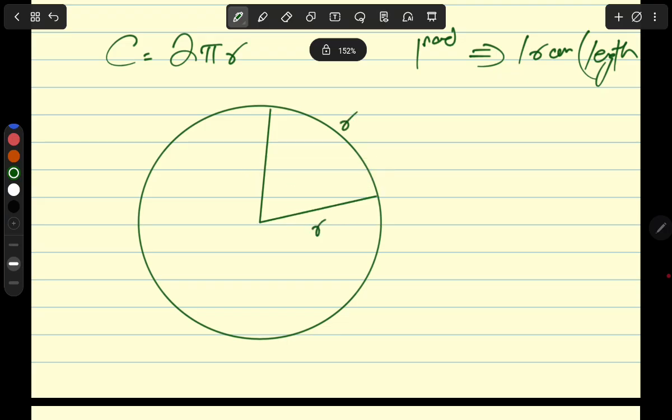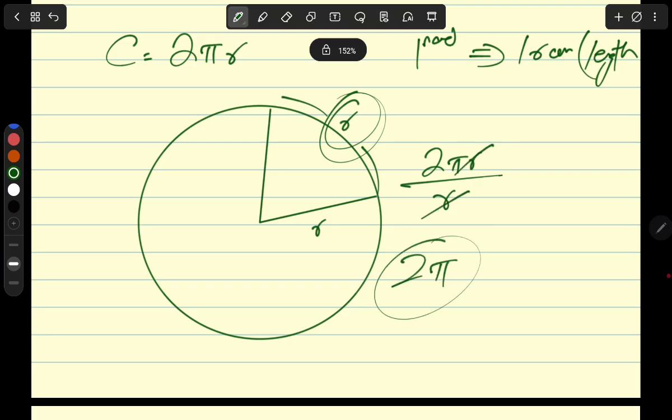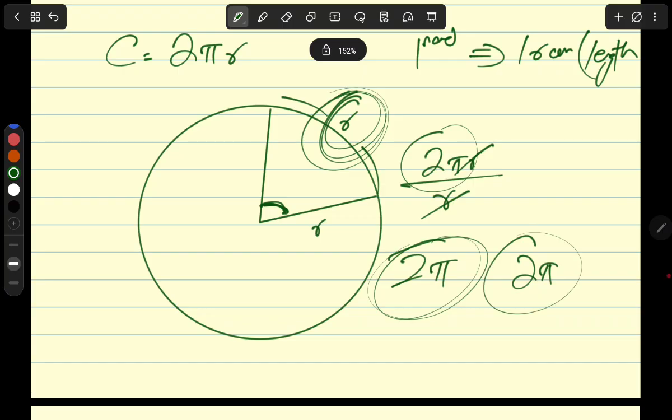So if this is r and this is r, how many such radii can fit in one circumference? The circumference is 2 pi r. This length is r. So how many such lengths will there be? We divide by that, so that's going to be 2 pi of them. If there are 2 pi of such lengths, then there are going to be 2 pi of such radians as well. Since 1 radian corresponds directly to 1 arc length, which is equivalent to the radius, and there are 2 pi such radii in one circle, there are going to be 2 pi radians inside a circle.